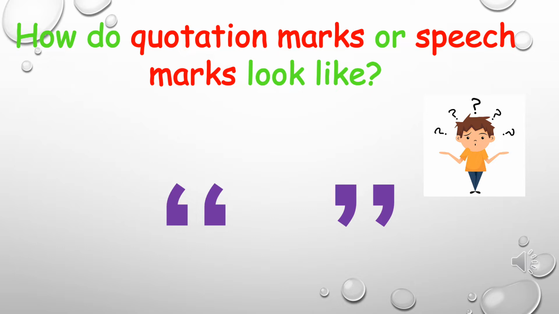So how do our quotation marks or speech marks look like? They look like this. Our first set of punctuation marks looks like number 66. They are our beginning quotation marks, and they always go in the beginning of a dialogue. The second set of quotation marks looks like number 99. They go at the end of our dialogue.